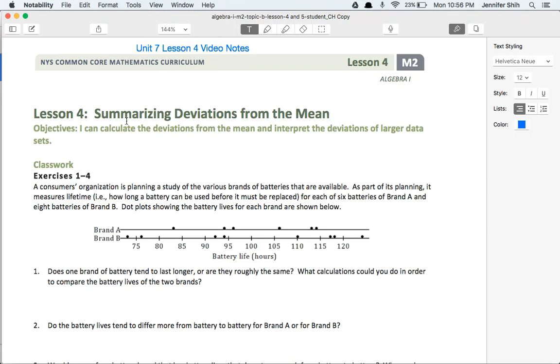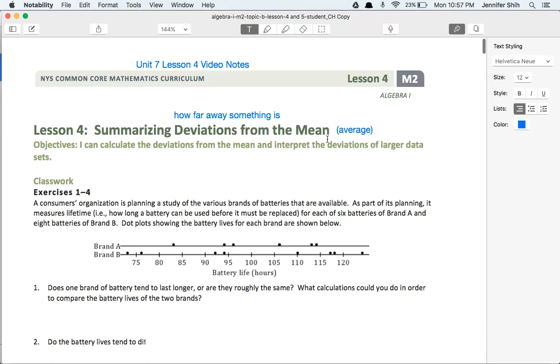Otherwise, you can title your notes, Summarizing Deviations from the Mean, and it might be easier if you print it out and follow along. You're going to notice we're not going to do a lot of math, a lot of writing though. Summarizing deviations from the mean. What does the word deviations mean? Deviations mean how far away something is. When you deviate from a conversation, you go off on a tangent. When you deviate from a road, your car veers off the road a little bit. And the mean is, of course, our buddy average. So our lesson is about how we can describe something and how far away it is from the average. That's the whole point of this video.